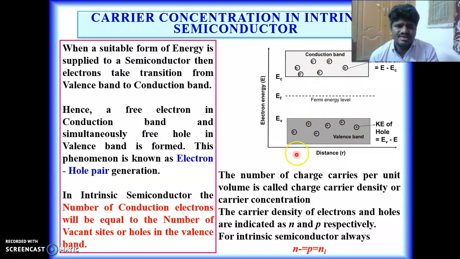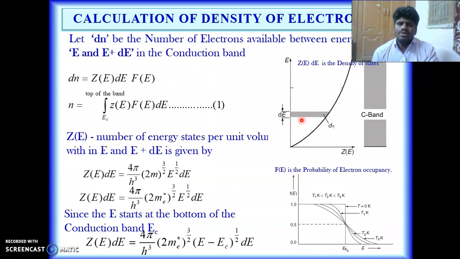That indicates that in an intrinsic semiconductor, N is always equal to P, and it is indicated by the intrinsic carrier concentration Ni. Now we have to find the N and P values, then we will find the Ni value. Now how to find the N value? Very simple. First you have to find the density of energy, the number of energy levels per unit volume.